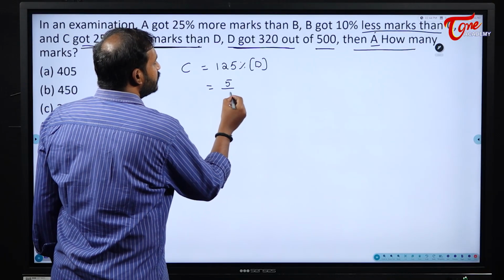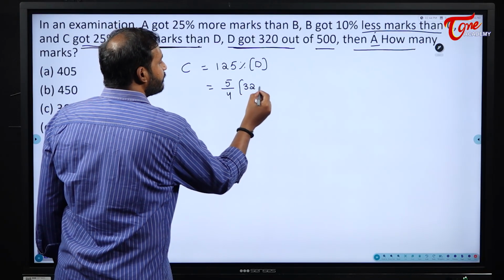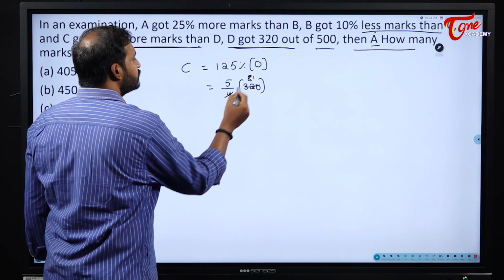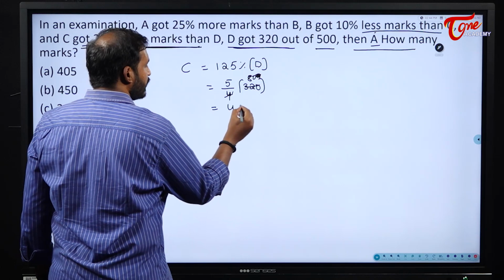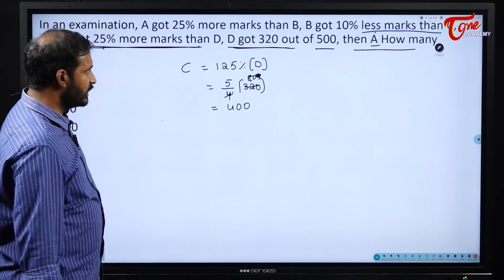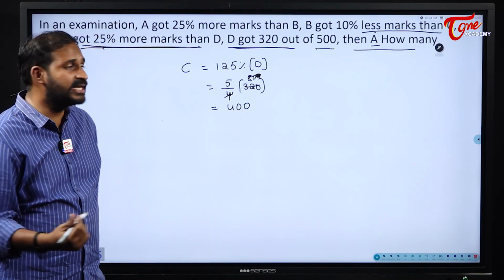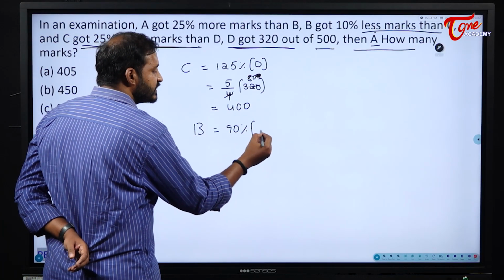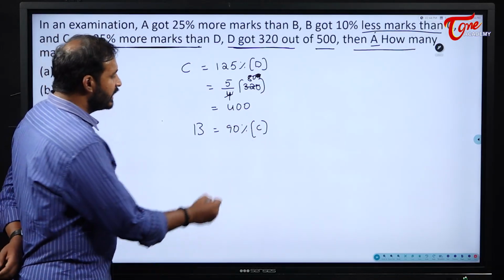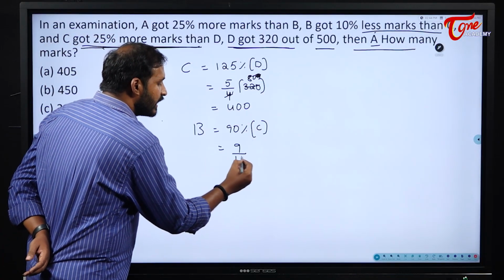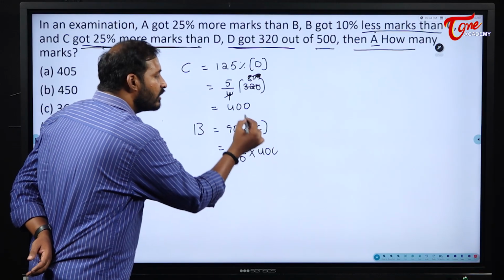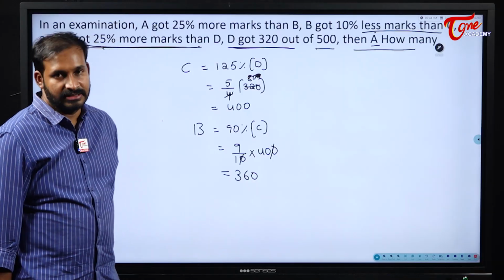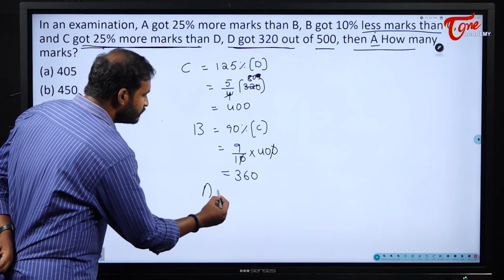Why? Because he is getting 25% marks more than D. 125% means what? 5 by 4 of 320. So it becomes what here? 4 80s are 320, 5 80s are 400. So C will get 400 marks here. Next, B gets 10% marks less than C. That means B, what can I write here? 90% of C. B will get 90% of C. 90% I can write as 9 by 10 into 400. Why? Because C got 400 marks here. 0, 0 will get cancelled and B's score is how much here? 360.